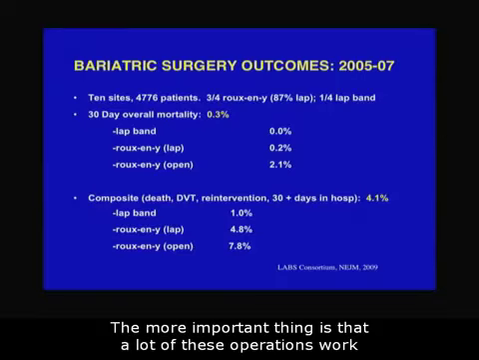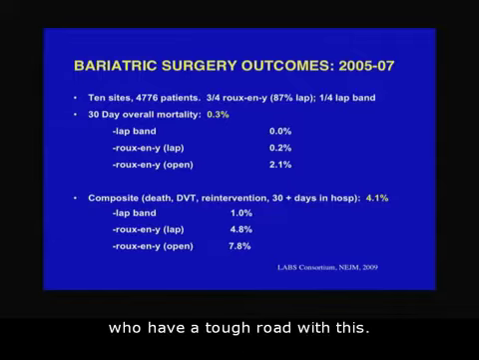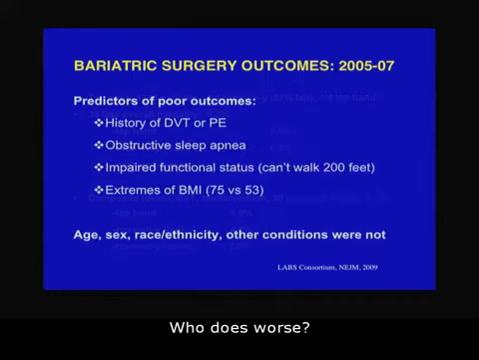But the more important thing is that a lot of these operations work in most patients, but there's a subset of patients, about 5%, who have a really tough road with this. And like I said, 1 out of 300 will die. So these are tough decisions. Who does worse?